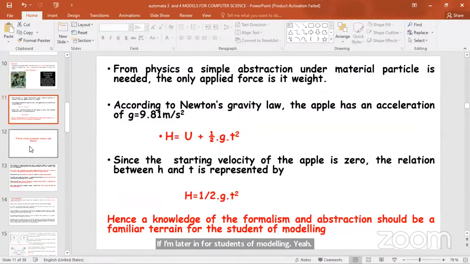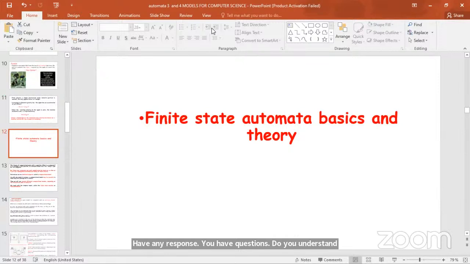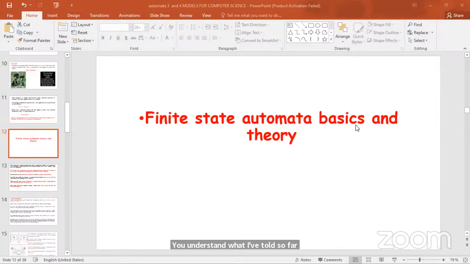Do you understand what I've taught so far? Do you have any response? Do you have questions? Do you understand what I've said so far? I'm waiting for your response. Okay, Uday Thomas, so it is clear, sir. All right, do you have any other response? Do you have questions? Is it clear enough? Do I assume that you all understand what I've taught so far?